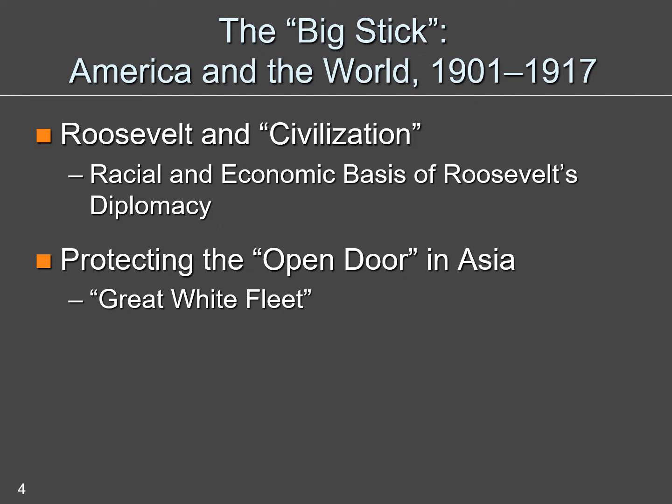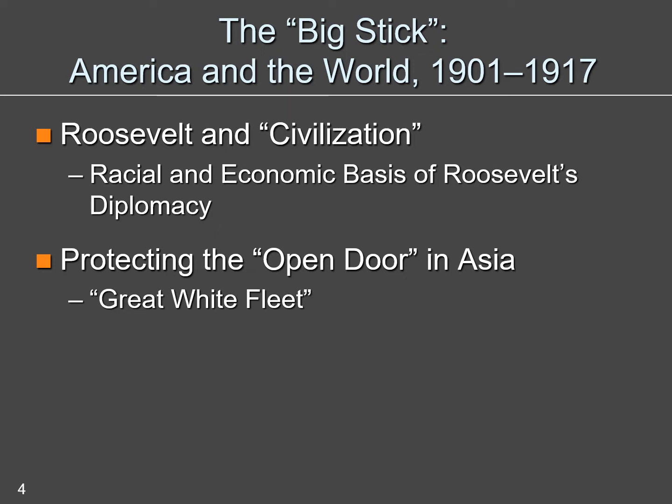Okay, so it starts off with Roosevelt and his definition of civilization. Roosevelt's definition of civilization essentially had to be two things. You had to be white and you had to have economic development in your country. And those two things would qualify you for civilized. The one exception, however, was Japan, which was economically developing but was not white. So they were kind of like honorary civilized.